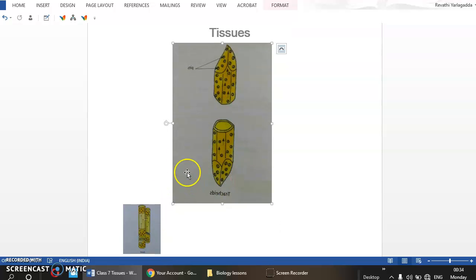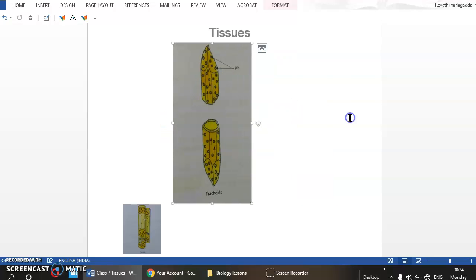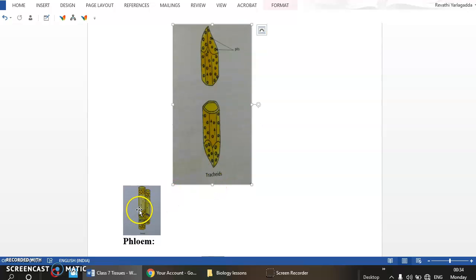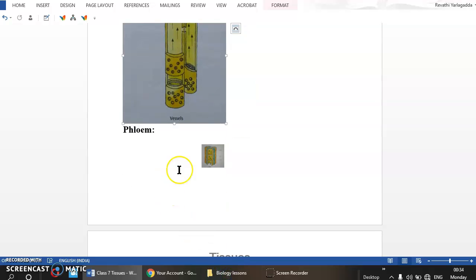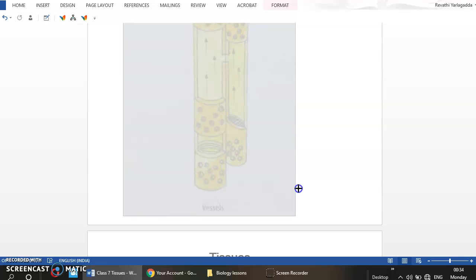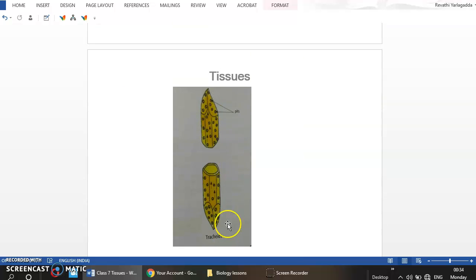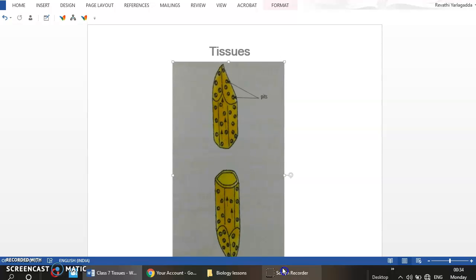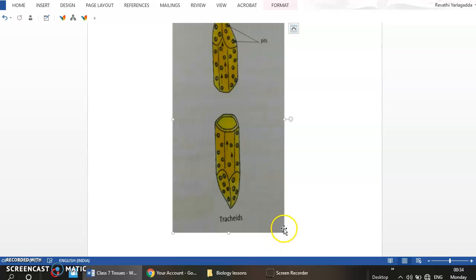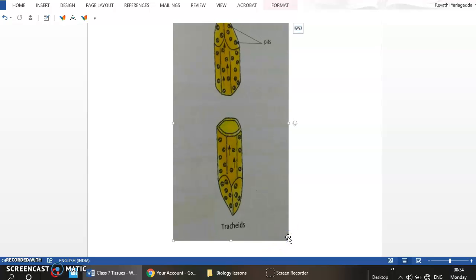Xylem contains four types of cells. One is called tracheids, the second one is called vessel. The third one is xylem parenchyma and the fourth one is xylem sclerenchyma. So four different types of cells make up the single tissue.